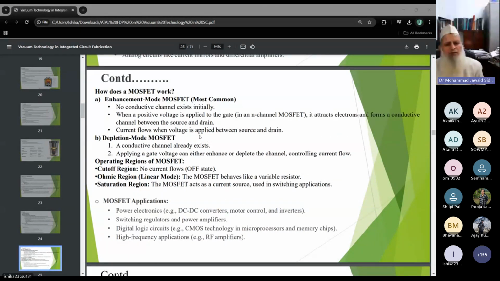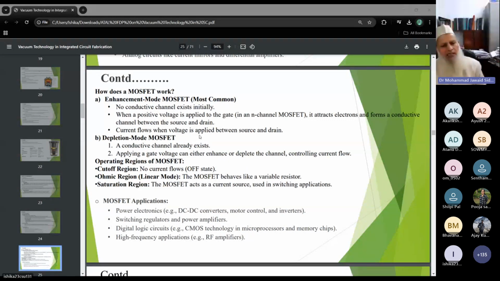The most popular MOSFET is the enhancement mode MOSFET. In the enhancement mode MOSFET, the channel current is enhanced by applying a large gate voltage. So that is why it is an enhancement type MOSFET. If we increase the gate voltage, the current in the channel will increase.